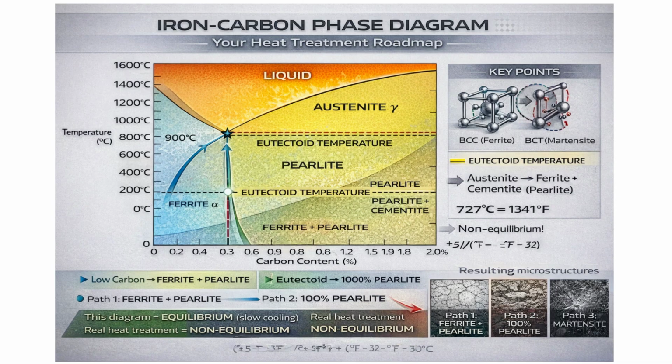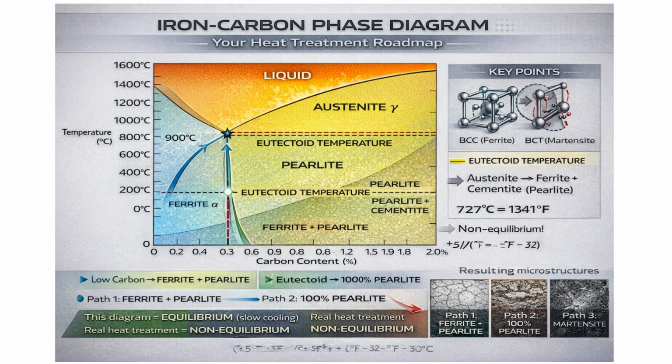Notice how steel with 0.8% carbon transforms completely to pearlite. This is the eutectoid composition. Below 0.8% carbon, you get a mixture of ferrite and pearlite. Above 0.8%, you get cementite networks and pearlite.